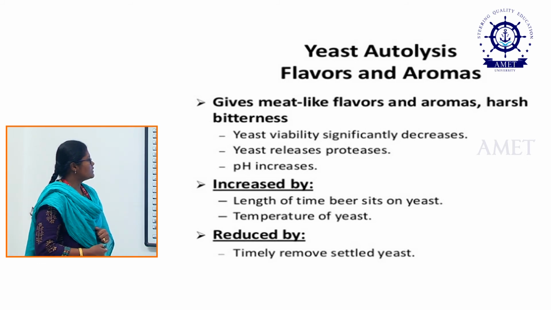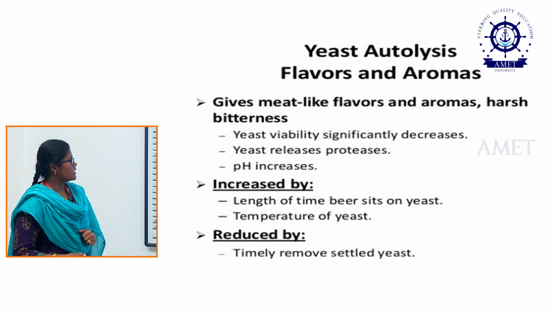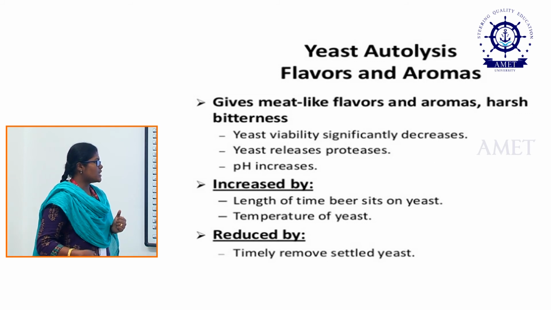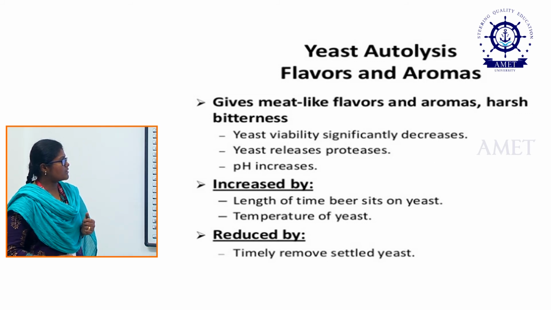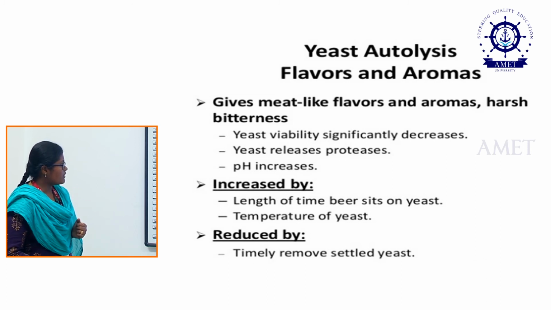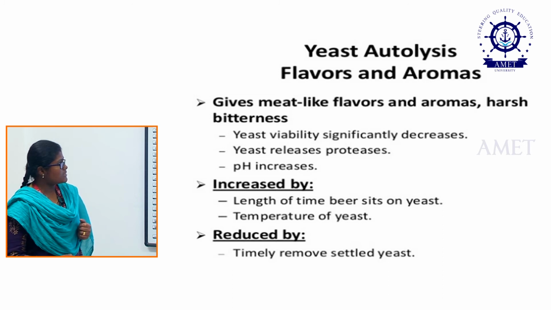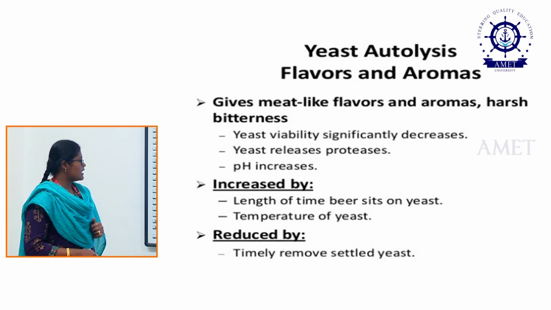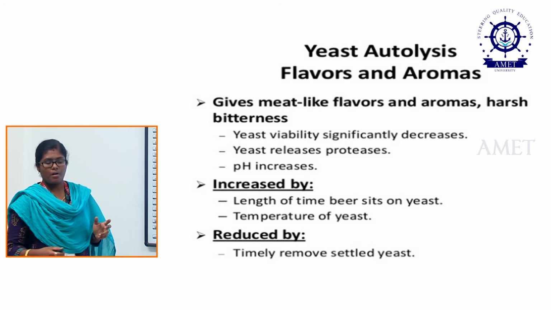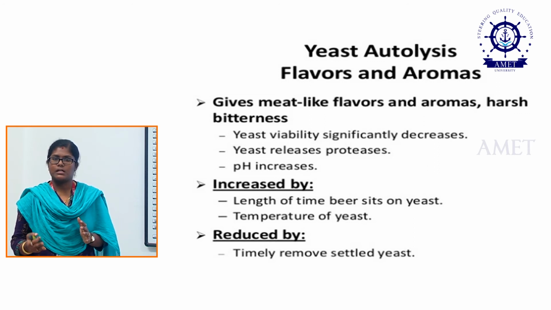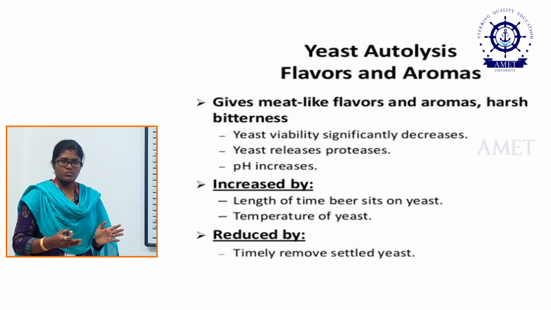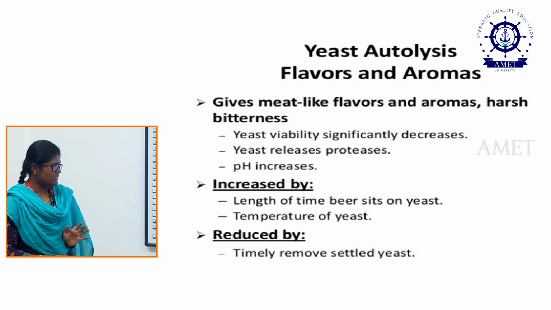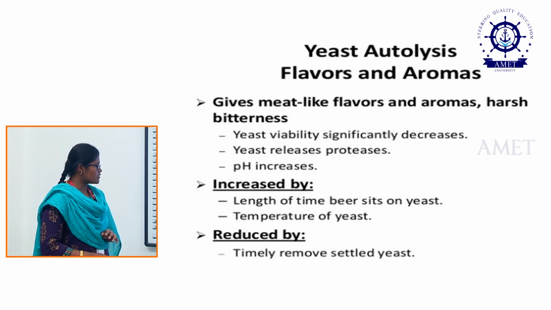If the viability of the yeast gets reduced, it produces harsh bitterness in the beer. If the yeast releases compounds like proteases, what happens? Meat-like aromas will be produced. And if the pH is increased, the yeast gives meat-like aromas and the bitterness will also be very harsh. It can also be increased by the length of time. How long does the yeast survive inside the fermentation? Autolysis is determined by the length of time the beer sits on the yeast, and the temperature.